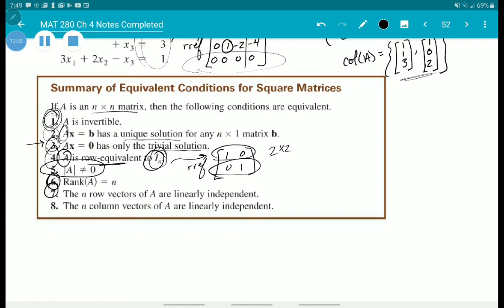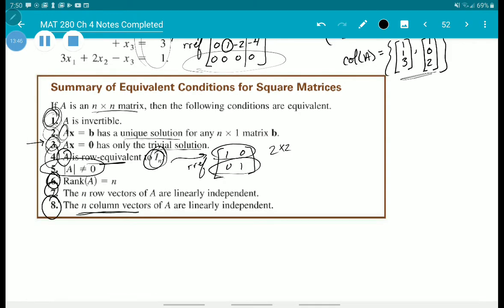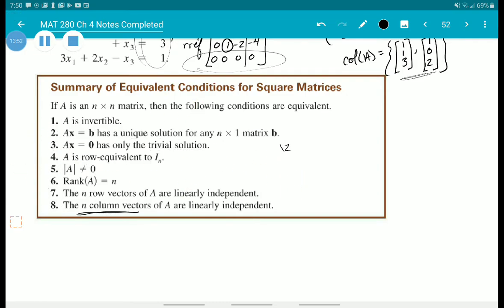And if we have n row vectors that are linearly independent, then we're going to have n in the row space, n vectors in the row space. That means we're going to have n vectors in the column space. So we're going to have n vectors that are linearly independent in columns as well. So you can see how all this is starting to build. So it's kind of cool to think about all of that in linear algebra.